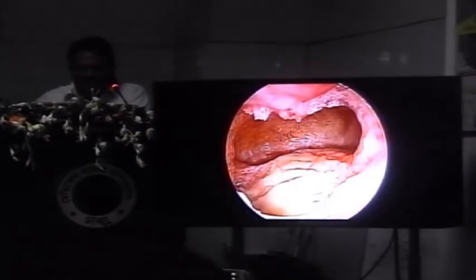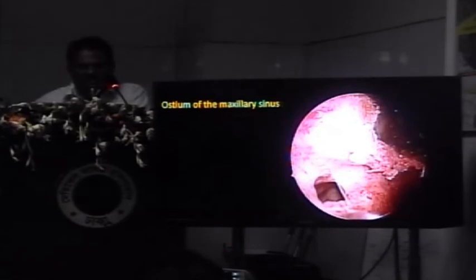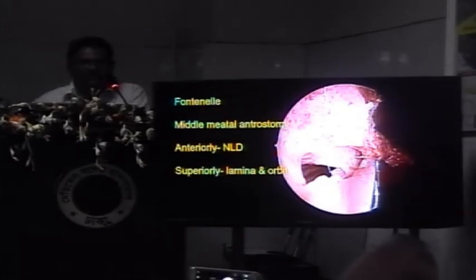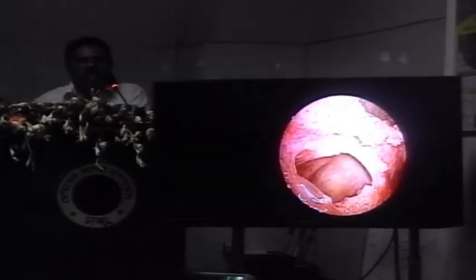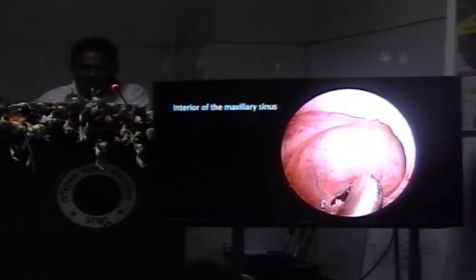Okay, this is the frontal sinus, view into the frontal sinus. Next what we see is the maxillary sinus ostium, and how to do a middle meatal antrostomy. Yesterday I showed it at the expense of the posterior fontanelle. So what you do, you can use a probe or a scissor, and you cut the posterior fontanelle and reflect that part medially, and then you can remove it using a true cutting forceps, and that will give you an interior view of the maxillary sinus. Okay, any pathology you can dissect.